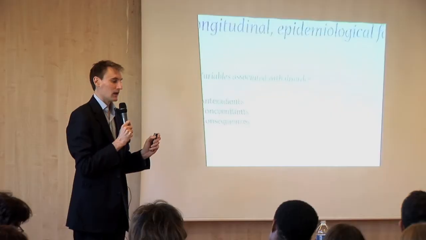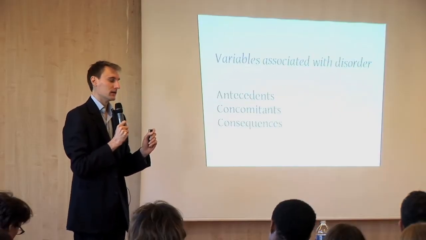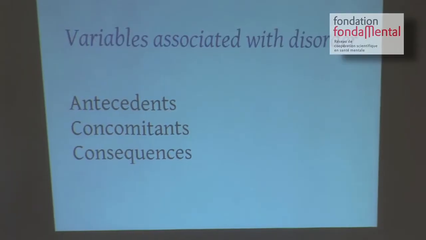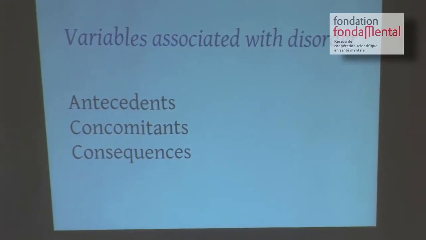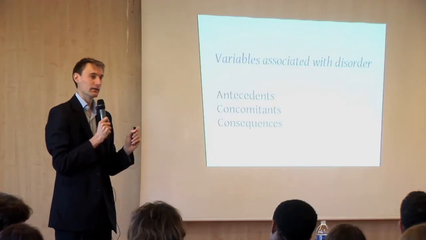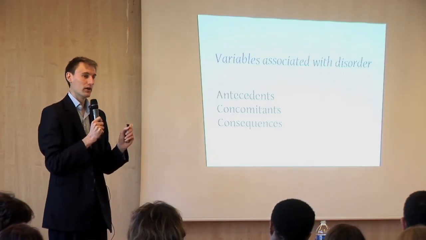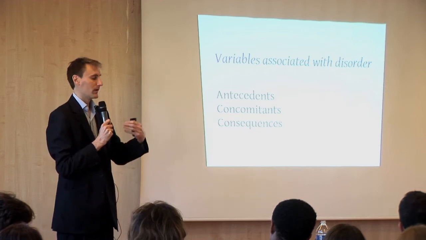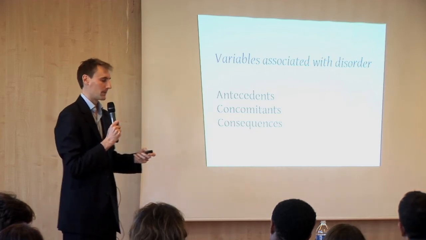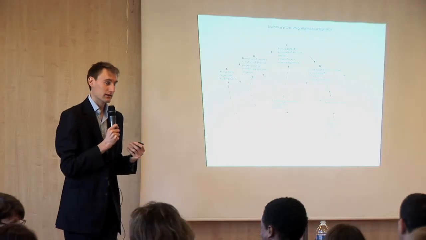Okay, so I'm just going to briefly give an overview of what I mean by longitudinal epidemiological follow-up studies. These are critical for understanding particular variables associated with disorders, such as which variables are antecedents, i.e. they come before the expression of the disorder, concomitants, they happen at the same time, or the final thing, consequences. By having the disorder, what happens then? I'm going to use an example from a well-known psychological theory of depression by Peter Lewinsohn, who is a clinical psychologist from Oregon in the States.